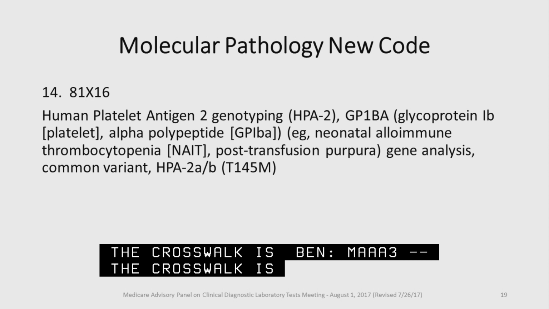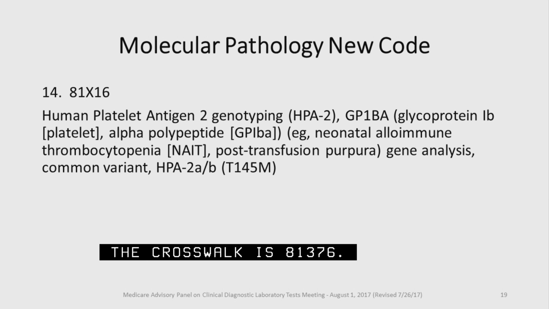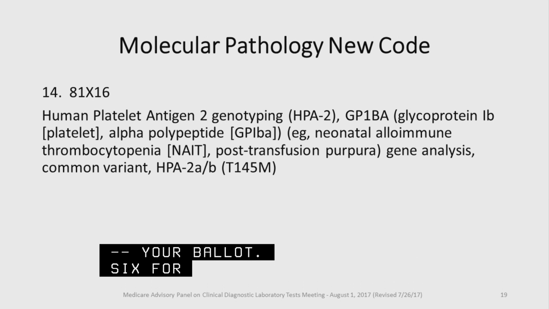Okay. For 81X69, the voting results are 6 for 81294 and 3 for 81376. For 81X15, 9 for 81376. Crosswalk 81376.